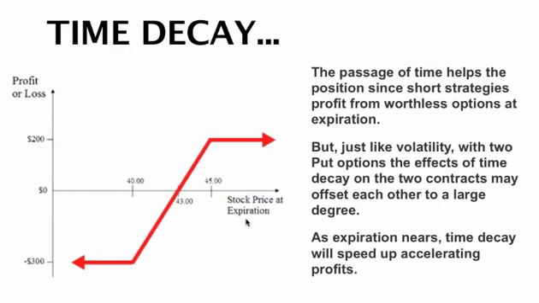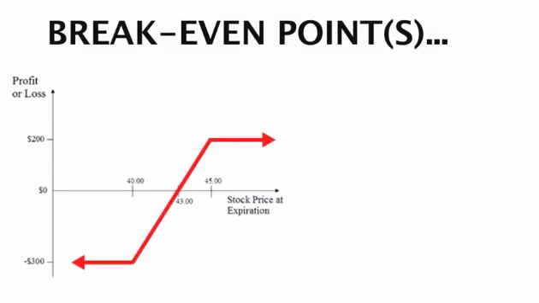With time decay, it's the same sort of thing as volatility. The passage of time is generally going to help this strategy, since it is a short option strategy, or an option selling strategy. And we do want all the options to expire worthless at expiration. But just like volatility, with two put options, the effect of time decay on both contracts is going to offset each other. So where you gain money in time decay on one option, you're going to lose it on the other one, more or less.